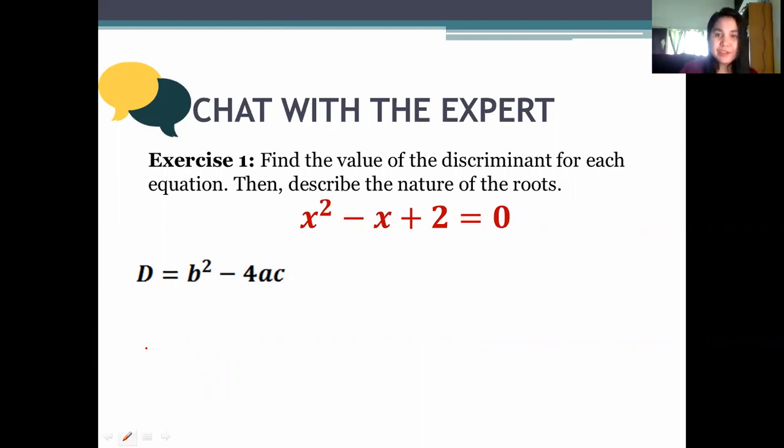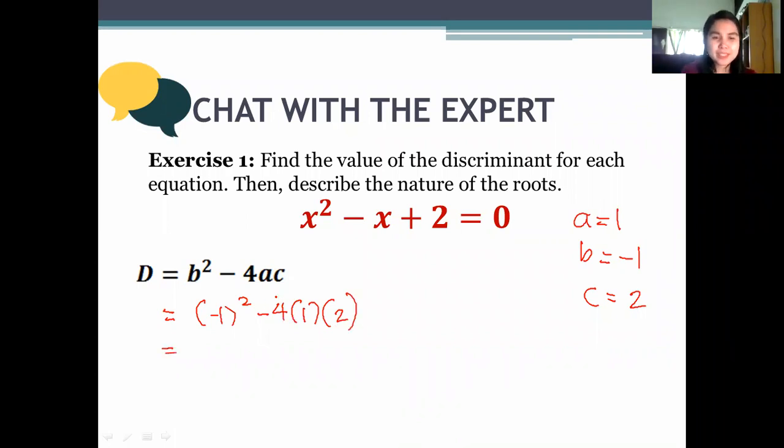Now, the value of A is 1. Very good. The value of B is -1. The value of C is 2. So let us substitute. Ready? -1 squared minus 4AC.